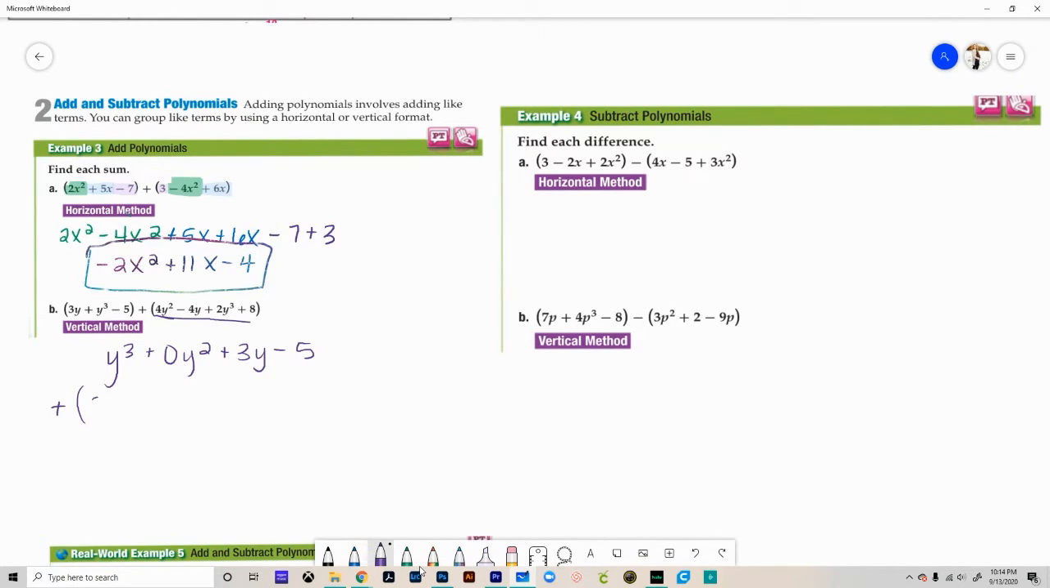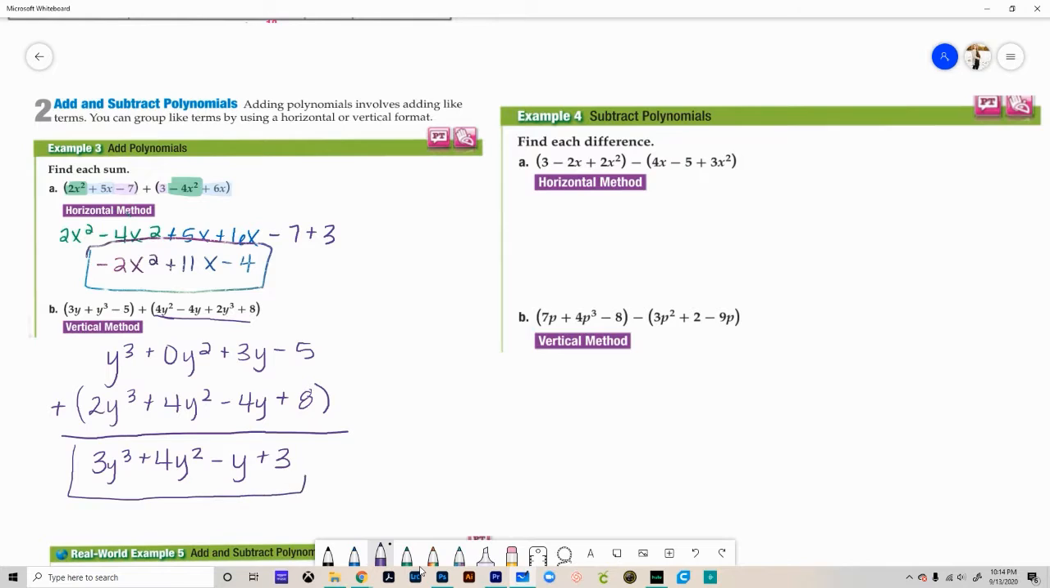So 2y to the third, line up your like terms. We've got 4y squared minus 4y plus 8. What's nice is since we're adding, adding a negative on this 4y down here is just like subtraction, so I can go straight down and not have to worry about distributing any signs. So y to the third plus 2y to the third is 3y to the third. 0 plus 4 is 4, so 4y squared. 3 minus 4 is negative 1y, so just negative y. Negative 5 plus 8 is plus 3. So there's the vertical method, which is just lining it up and adding it.